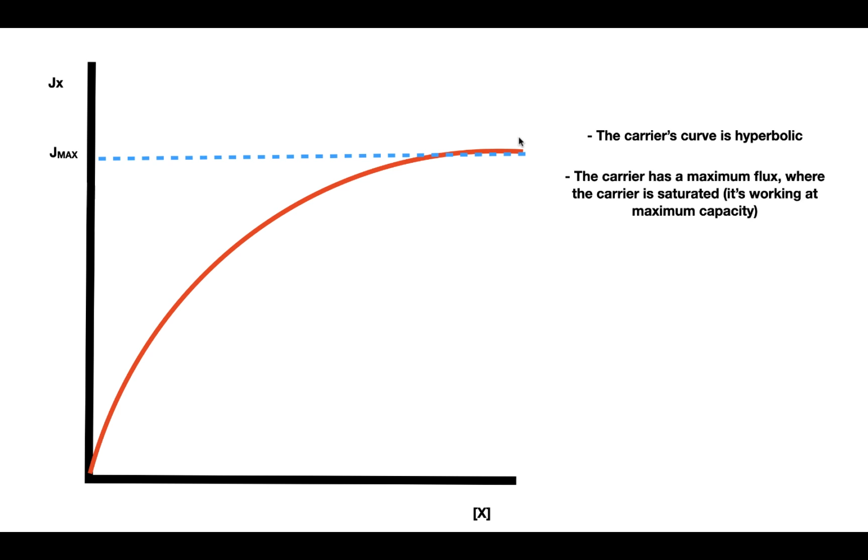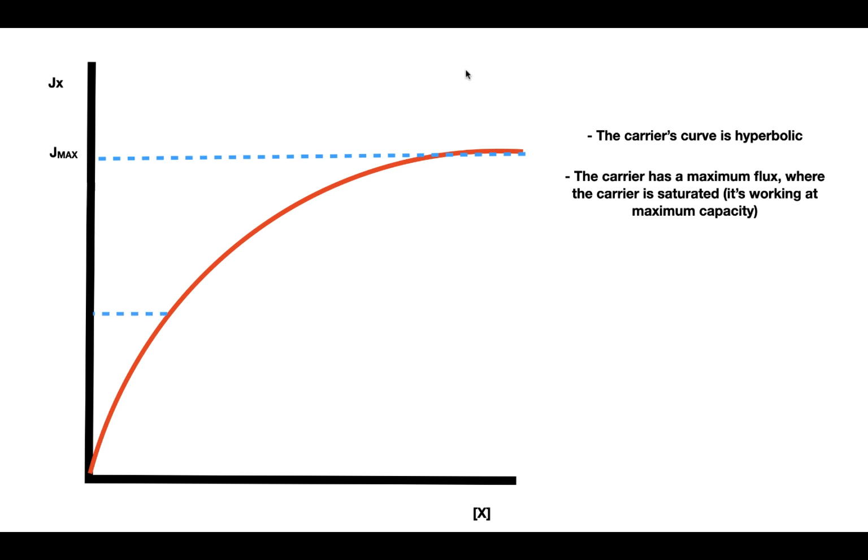What this is saying is that carriers do not have an unlimited flux. They have a maximum flux which the carrier can build up to, as we see here in this graph. The carrier has a maximum flux because the carrier is able to become saturated. In other words, if you have enough solute, the carrier will be saturated with solute, which means the carrier is working at its maximum capacity. This is the maximum that this carrier can work, so it has a maximum flux that it can generate.